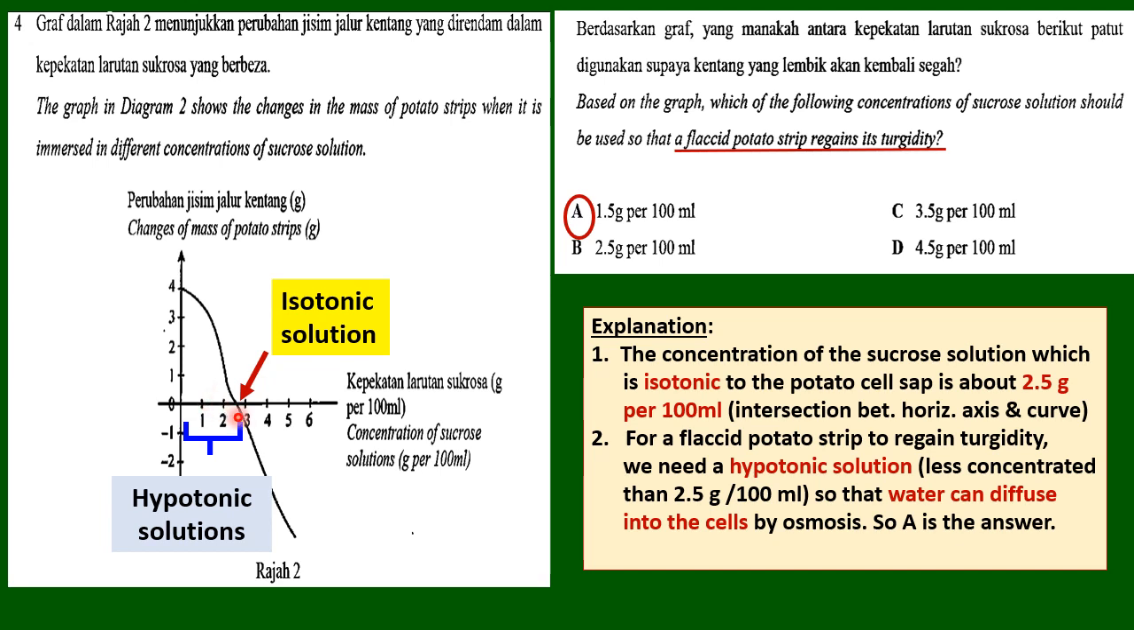As long as the value is less than 2.5 or 2.6 grams per 100 ml sucrose solution. And then we have the isotonic solution at the intersection, and after the intersection here, we have the hypertonic solutions. So it pays to remember how it looks on this graph, this picture. Okay, so your answer is A.